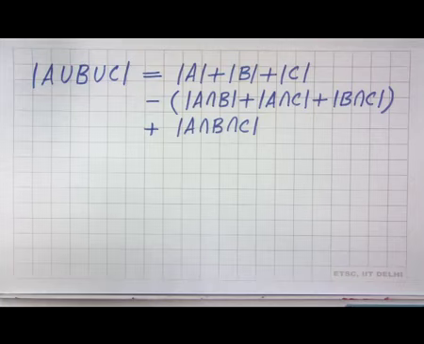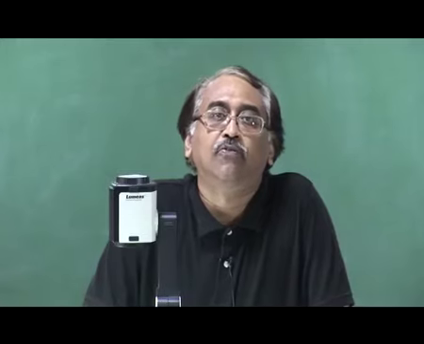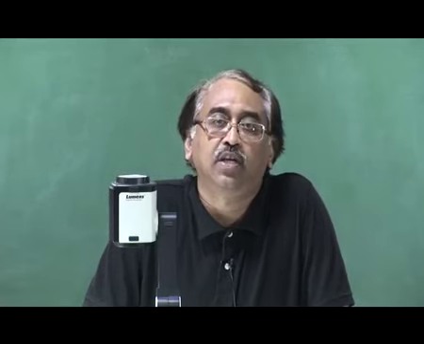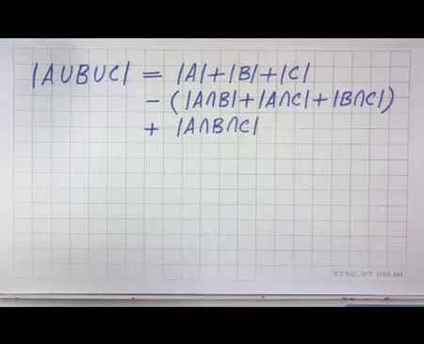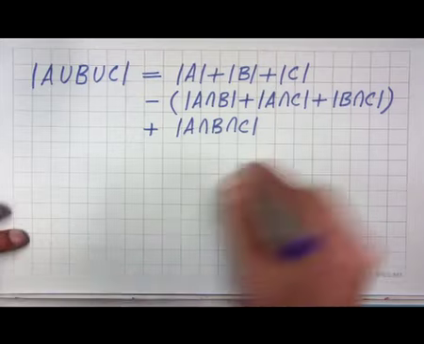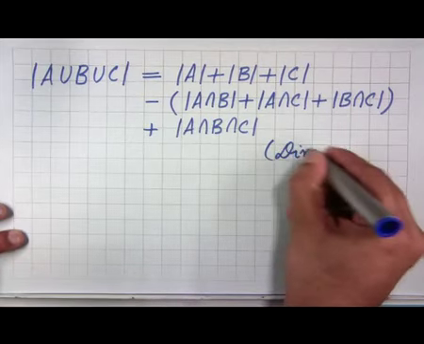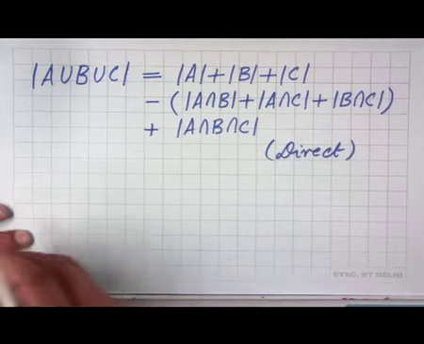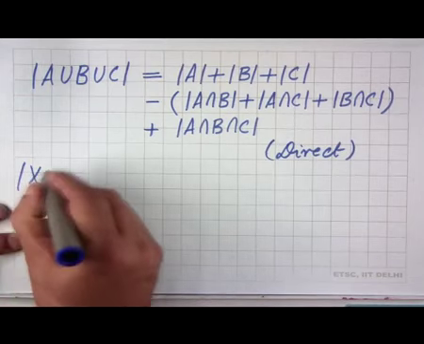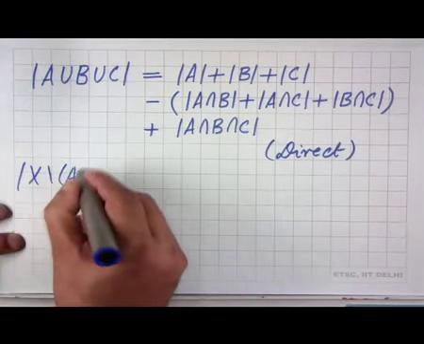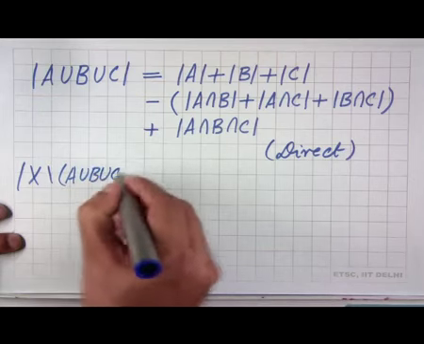So I'm now writing down a version for the size of A union B union C in terms of the number of elements in A and B and C, and then in terms of the intersection of sets taken 2 at a time, and finally in terms of the intersection of the sets taken 3 at a time. If I may also get the indirect version or the complementary version, this is the direct version, I would try to figure out what is the size of the complement of 3 sets A, B, and C.